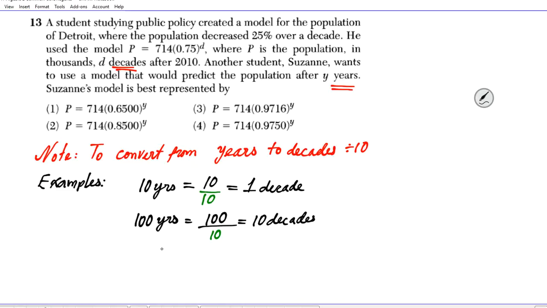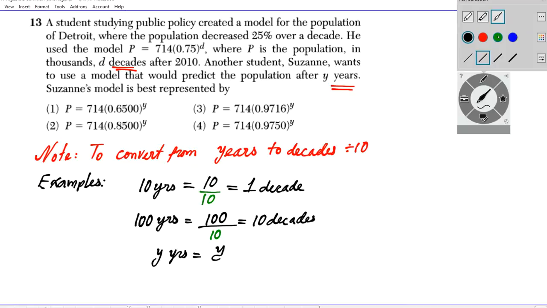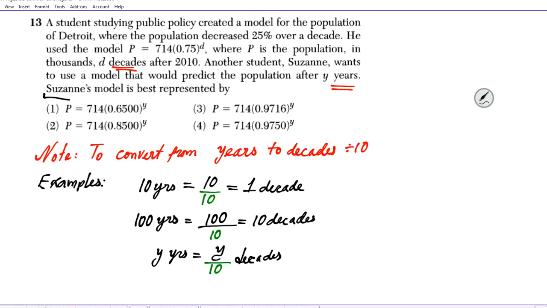Now let's think algebraically. If you have Y years, how many decades is that? Exactly the same procedure. You take your year value and you divide it by 10. Y over 10 decades. So this is what is going to assist us in setting up the exponential function for Suzanne's model. Okay, so let's go ahead and do it.